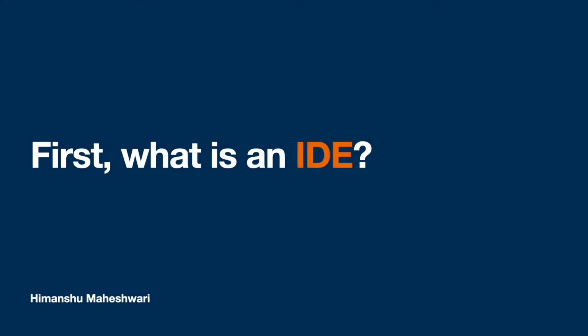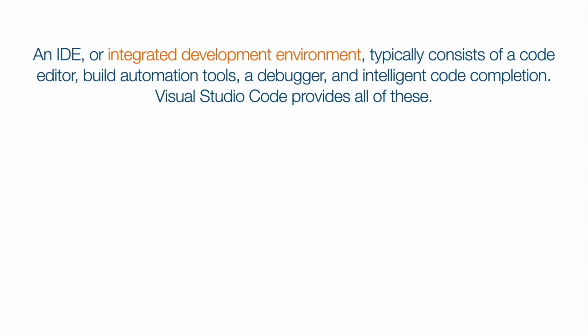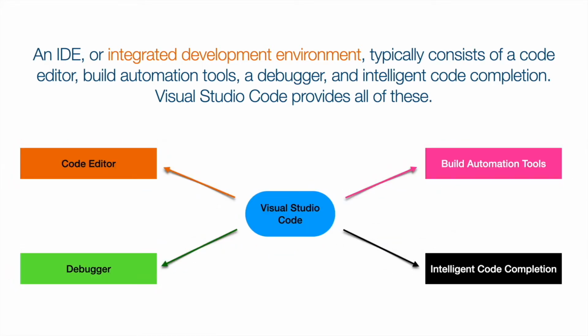Now, before we begin with Visual Studio Code, let's talk about what is an IDE. An IDE, or an integrated development environment, typically consists of a code editor that lets you write some code, some build automation tools that lets you automate or configure things, a debugger that lets you console log and check whether your logic is working as expected or not, and an intelligent code completion that lets you complete code intelligently. Visual Studio Code as an IDE provides all of these capabilities.